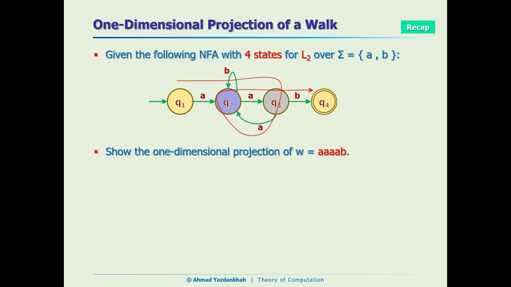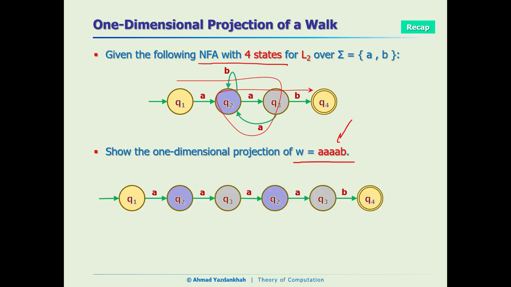Here is another example for one-dimensional projection. In this example, we have an NFA with four states, and we are going to input W equal to this string. The one-dimensional projection of this walk looks like this. And as you see, Q2 was repeated, Q3 was repeated. So Q2 is the first state that is revisited.